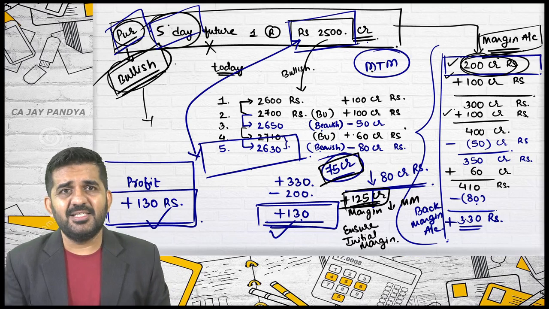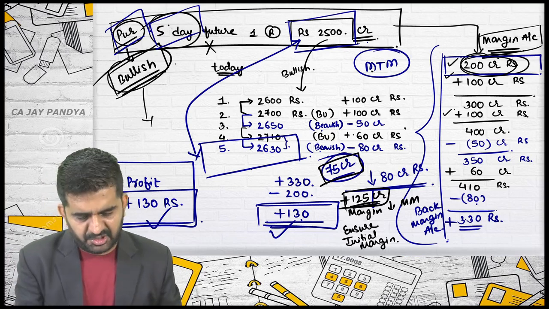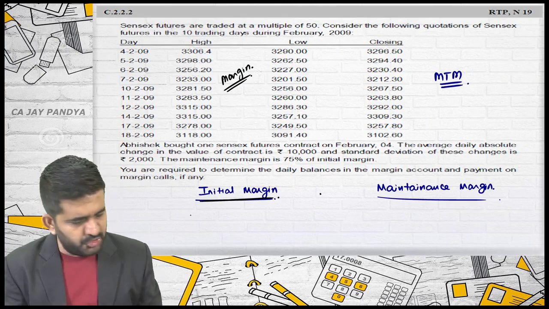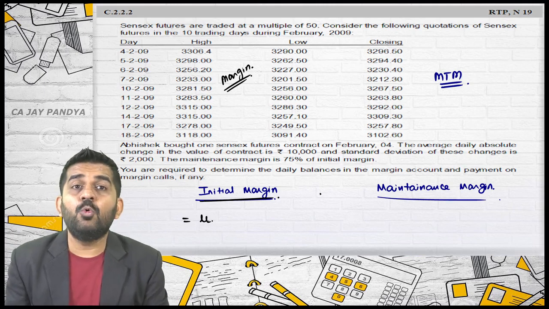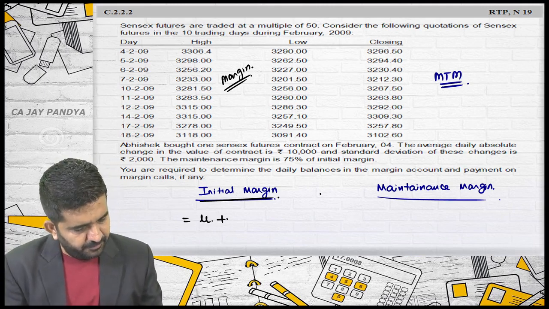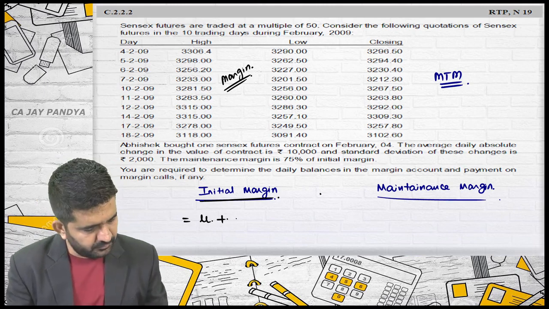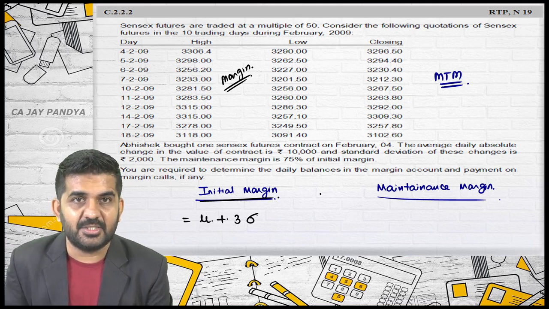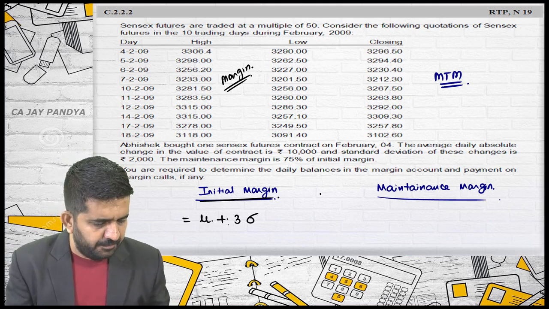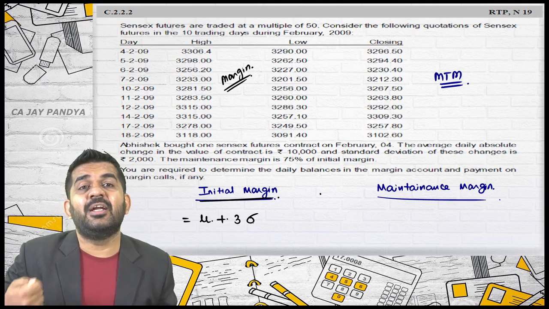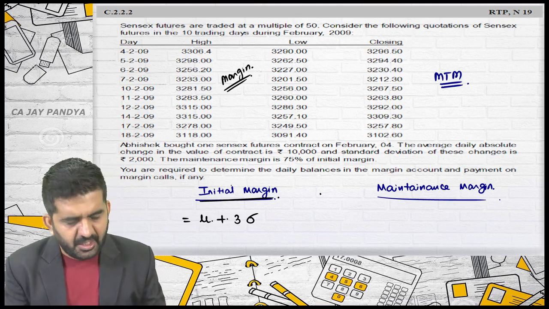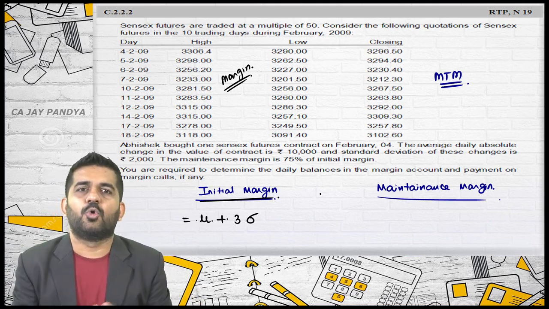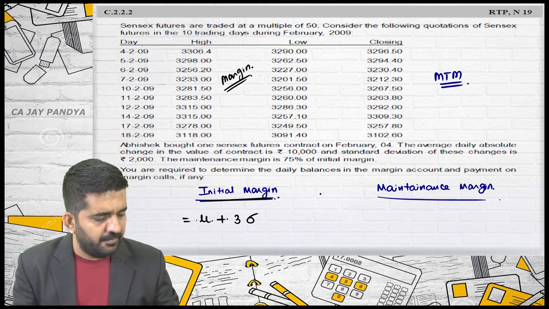Now the question arises, sir, what is initial margin? In India, they say initial margin should be average price plus 3 into standard deviation of the stock which you are having. So average change plus 3 into standard deviation, this should be your initial margin. And maintenance margin is decided on broker to broker basis. There is no fixed rate of maintenance margin.